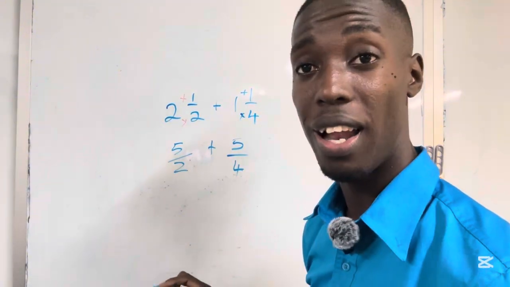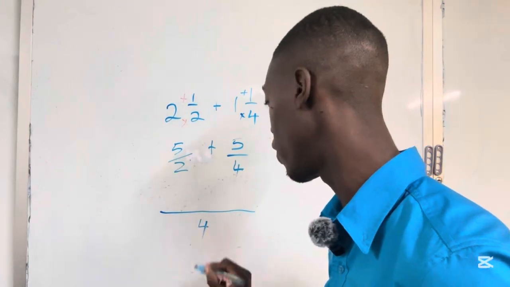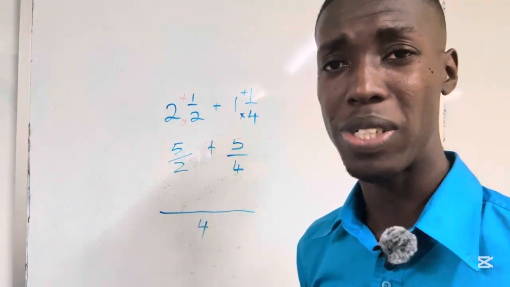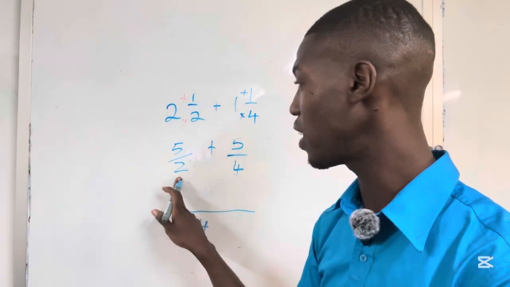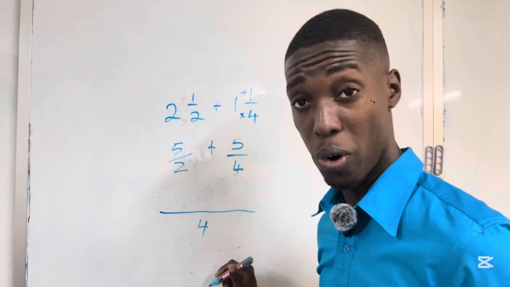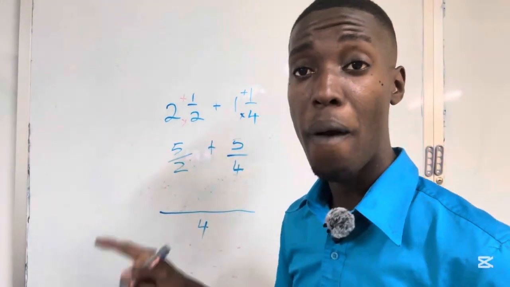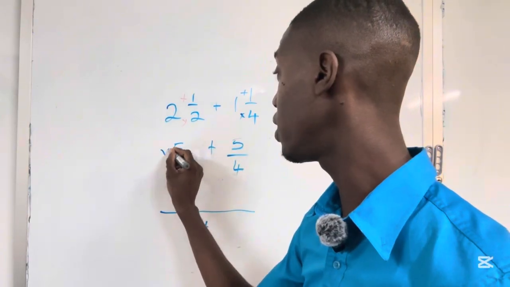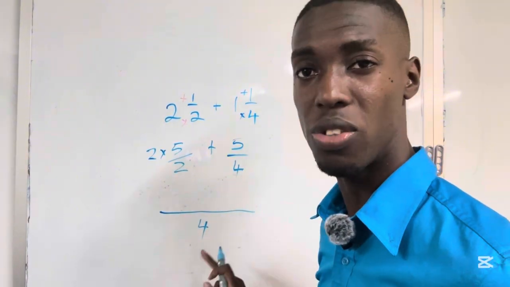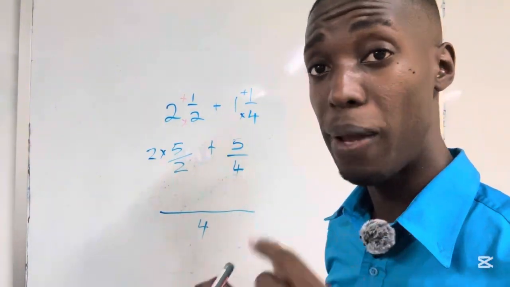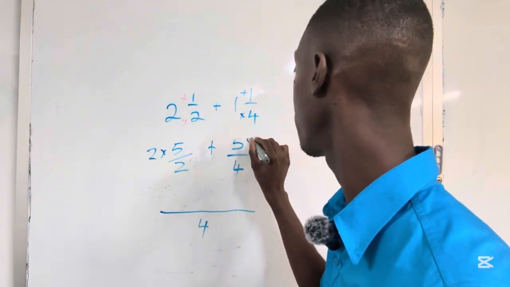So I'm going to draw a line below the fractions, and then I'm going to put my 4. The next step, I'm going to ask myself, how many times 2, which is the denominator on this side, can go into 4? 2 into 4, 2 times. That 2 will be multiplied by the numerator on this side. And then I'm going to ask myself, how many times 4 can go into itself? 1 time. That 1 will be multiplied by the numerator on this side.